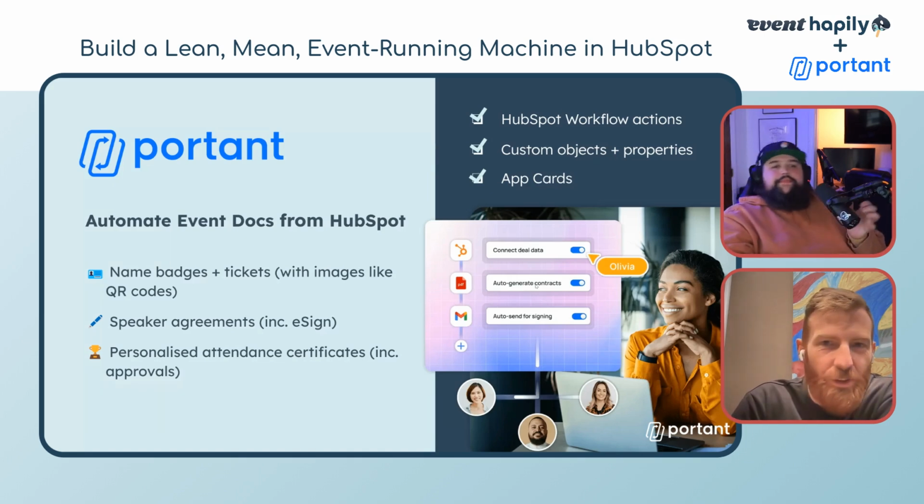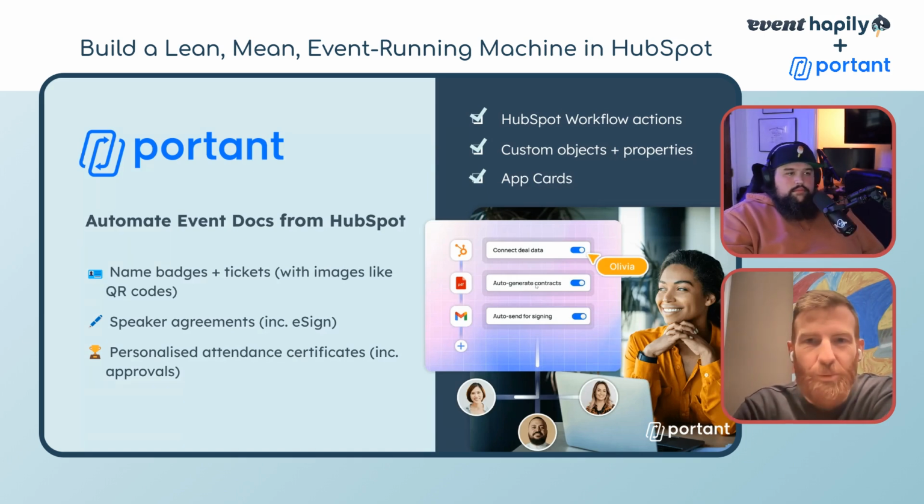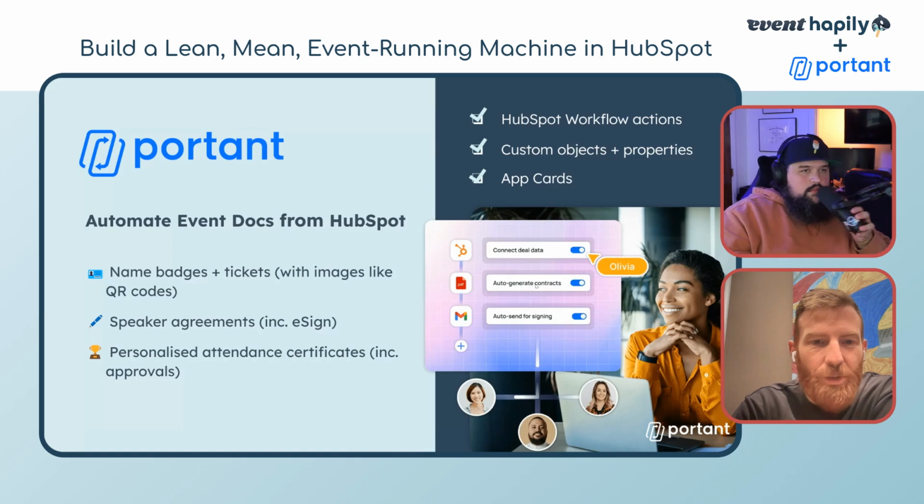But you can see that on the right-hand side. HubSpot workflow actions, we've got those custom objects and properties. I'll go into a little bit more depth on those custom objects later, but it really is limitless the way that you can connect them. And that's why Hapily and Portant make such a good partnership.